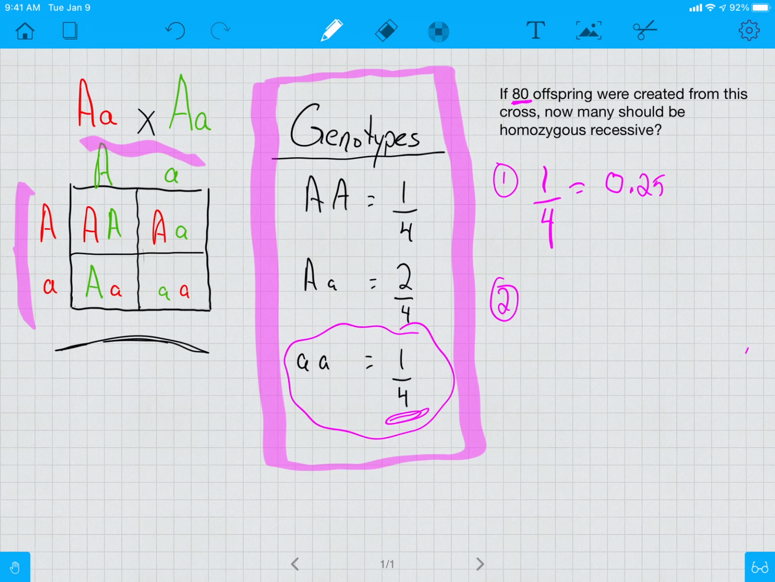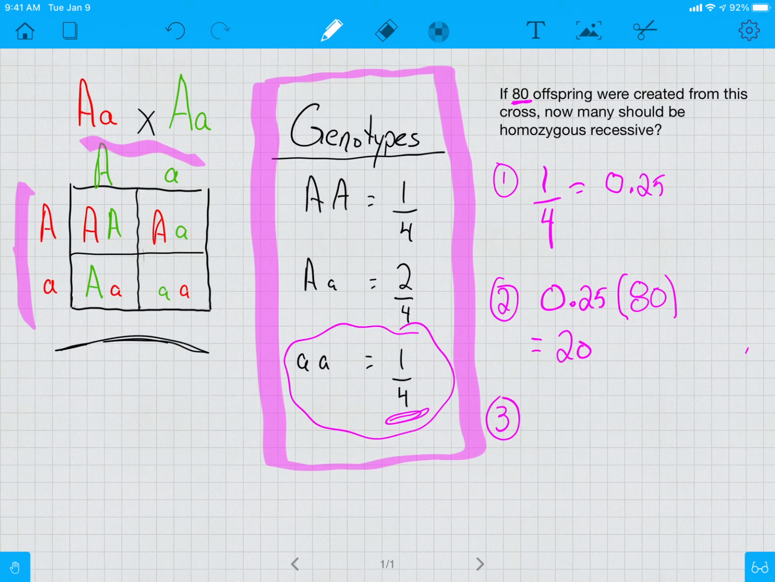So the method that I'm going to show you now will work no matter how many items you're applying this proportion to. We're going to take our decimal number that we created in step 1, and multiply it against however many things we're looking to make our prediction about. In this case, it's 80 offspring. So if I do that multiplication, I should get an answer of 20.